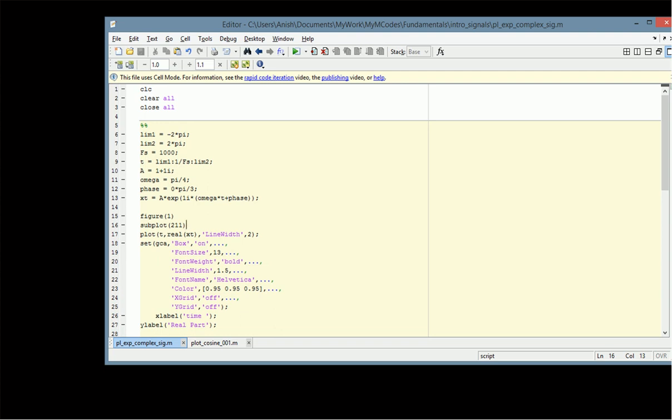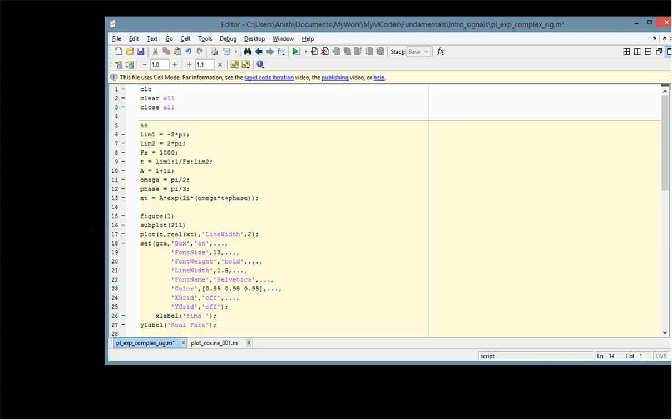We define the boundaries of the time vector as minus 2 pi to plus 2 pi, and then we define the sampling frequency as fs equal to 1000. Next we define the time vector from limit 1 to limit 2 with the sampling interval equal to 1 by fs, and then a equal to 1 plus j, the frequency omega equal to pi by 2, and the phase term equal to pi by 3.